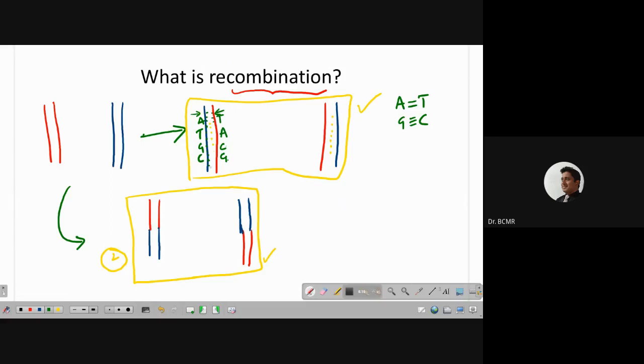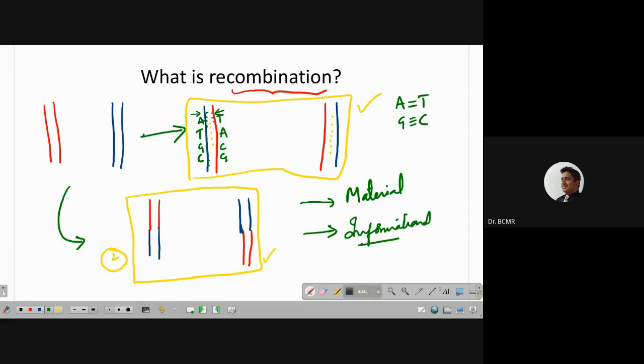So first thing we will know is recombination is any type of exchange between them. Exchange of what? Is it material exchange or informational exchange? We are talking about genetic information, and all the time we have to remember material is not the problem. It's irrelevant. What matters is the information.